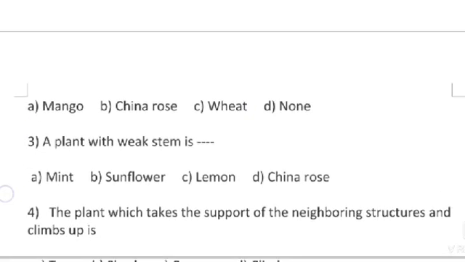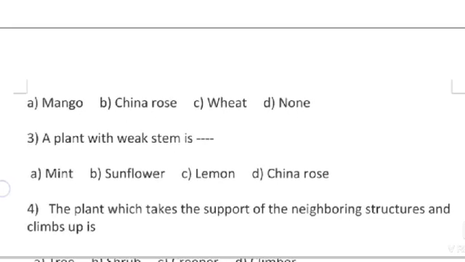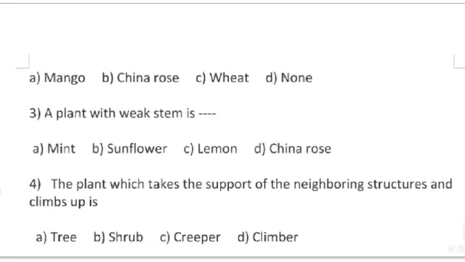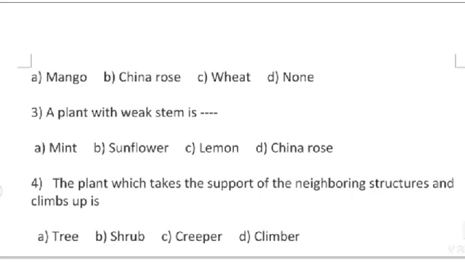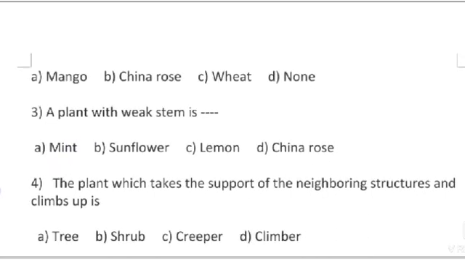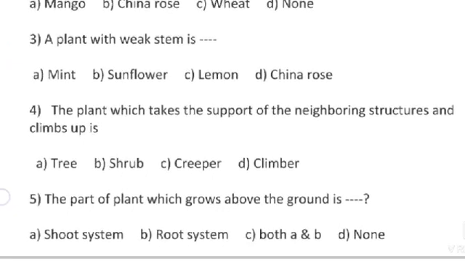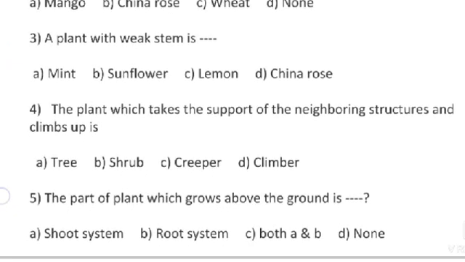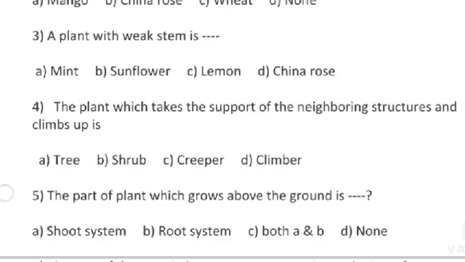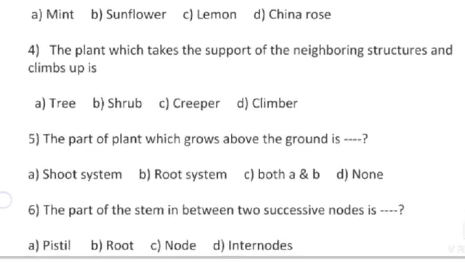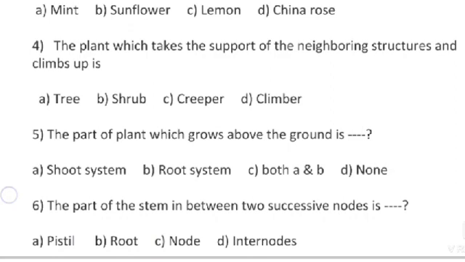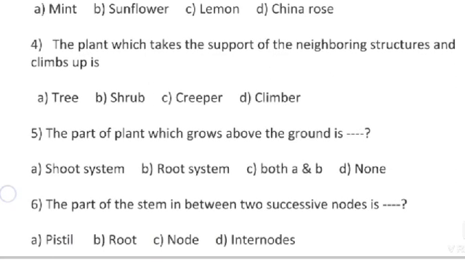Question number 3. A plant with a weak stem is A mint, B sunflower, C lemon, D China rose. The answer is A mint. Question number 4. The plant which takes the support of a neighboring structure and climbs up is option A tree, B shrub, C creepers, D climber. The answer is D climber.